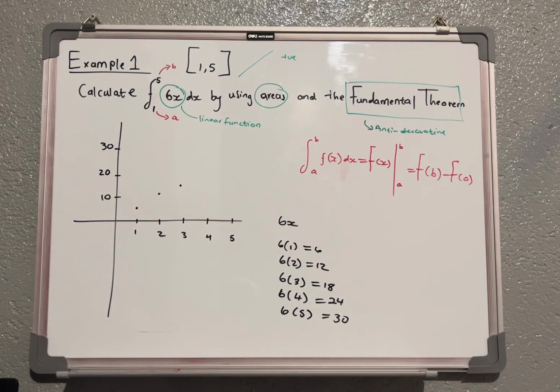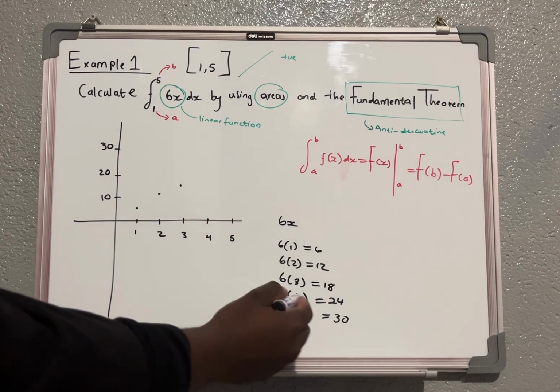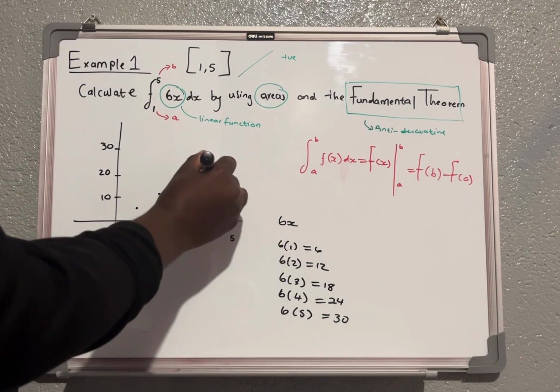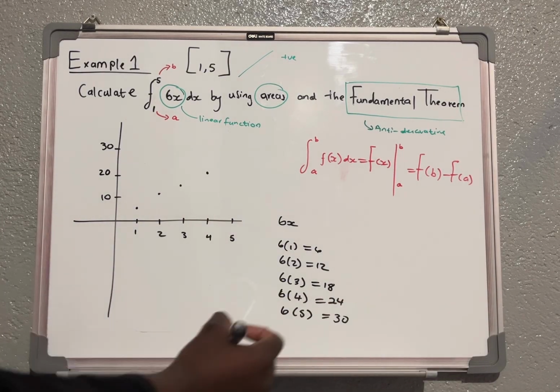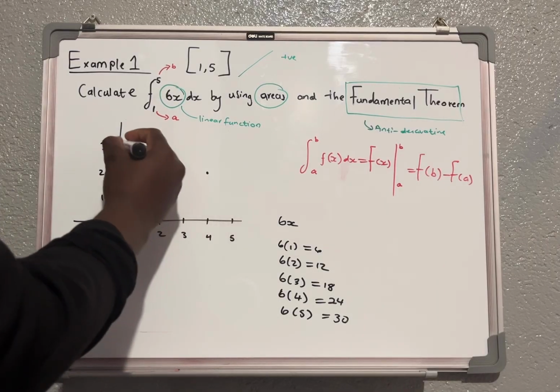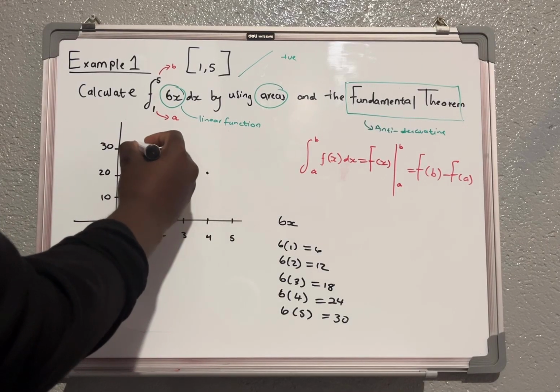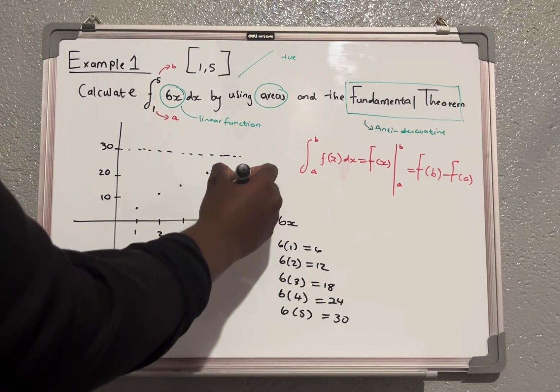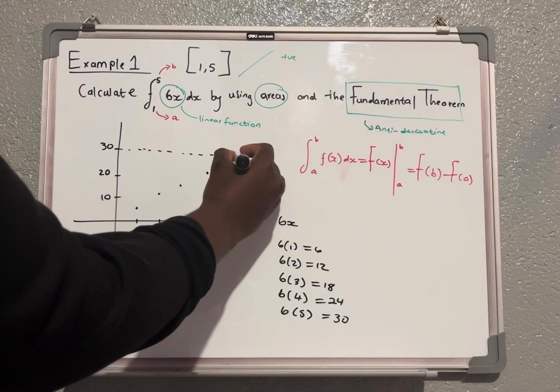Then when we are getting 4, we get 24. 24 we can say it's somewhere there. Then when we're getting 5, we're getting 30. Let me just do it like this so that I can reference it. So we're getting a 30, 30 is there.